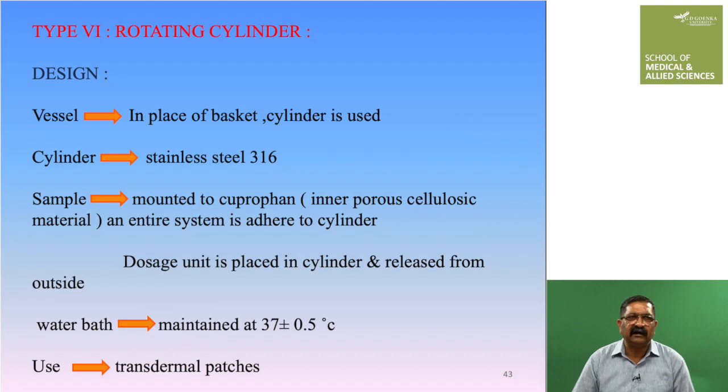And next one is the type 6 rotating cylinder design. The vessel, in place of the basket, is a cylindrical cylinder. It is made up of stainless steel grade 316. Sample is mounted to the cuprophan. The entire system is adhered to the cylinder. Dosage unit is placed in the cylinder and released from the outside. Water bath is maintained at 37 degrees centigrade. It is used in transdermal patches.